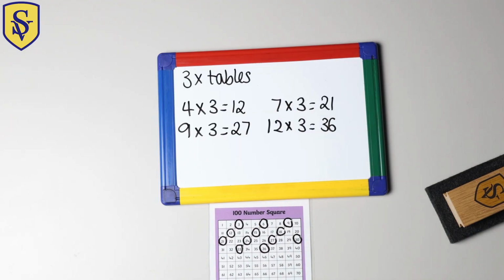So this is the way you can use your number square to do your times tables. This works for all times tables, but you won't be able to work out answers higher than 100. So they will always have to be smaller answers. If you wanted to do it with answers higher than 100, then a 200 square would be the best thing to use.